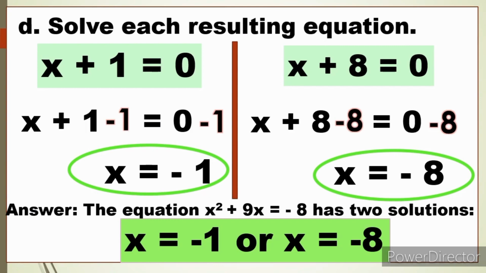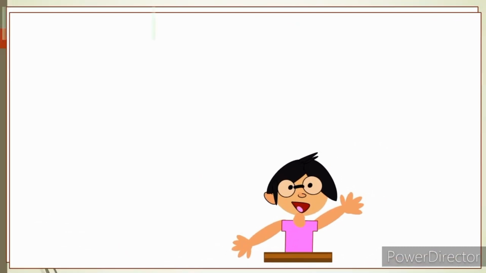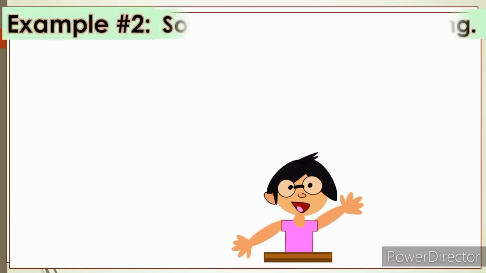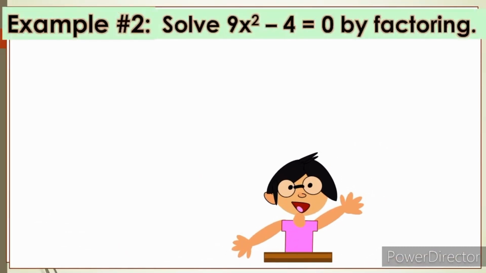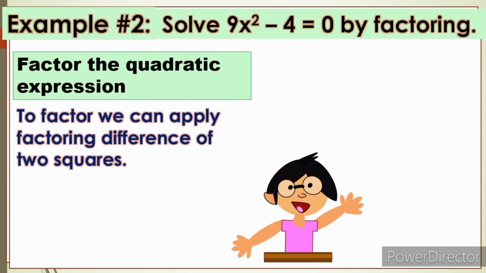Okay, so that is how to solve a quadratic equation by factoring. Let's have another example. Example number 2: solve 9x squared minus 4 equals 0 by factoring. In this example, 9x squared minus 4 equals 0 is in standard form. Since bx is 0, it is already in standard form.